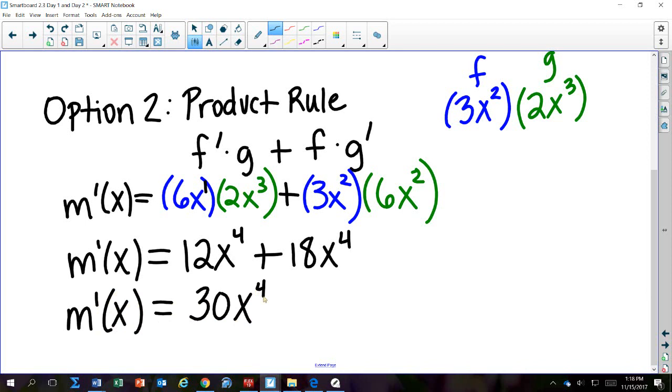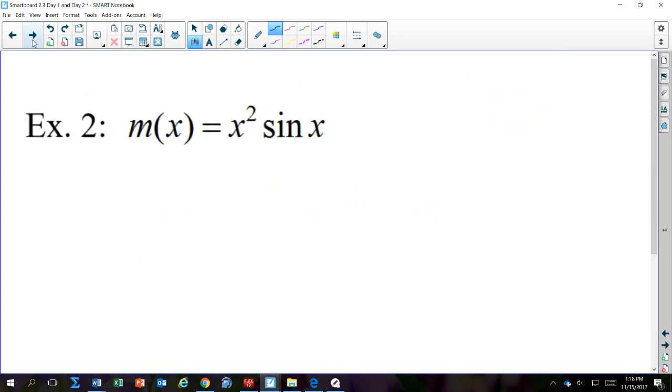I'm going to get away from writing this every single time, so I'll just keep saying it instead. The derivative of the first times the second plus the first times the derivative of the second. Okay. So for example 2, we have m of x equals x squared times sine x.